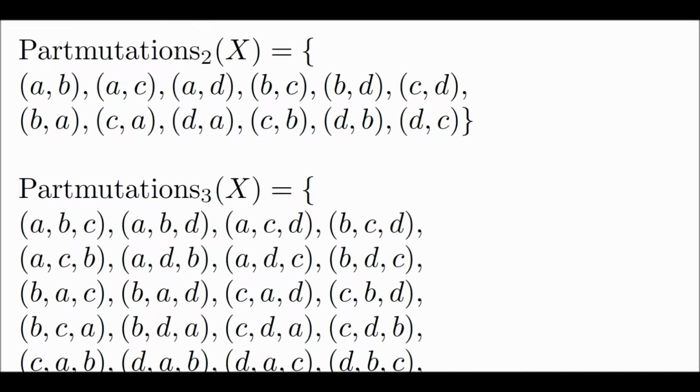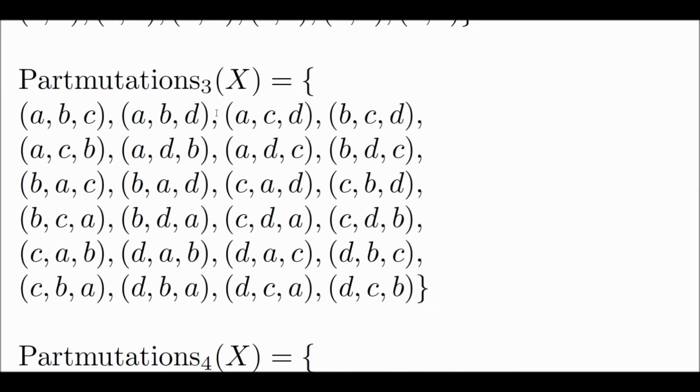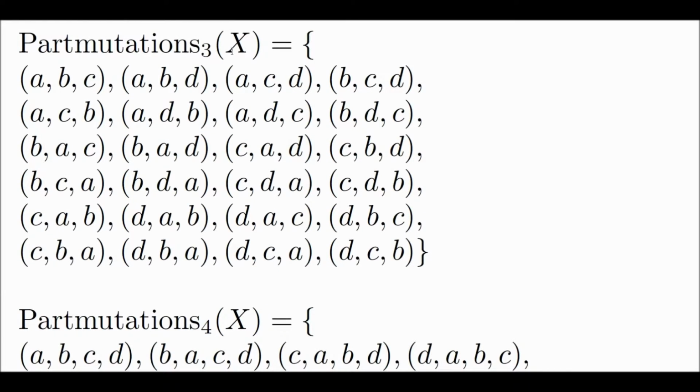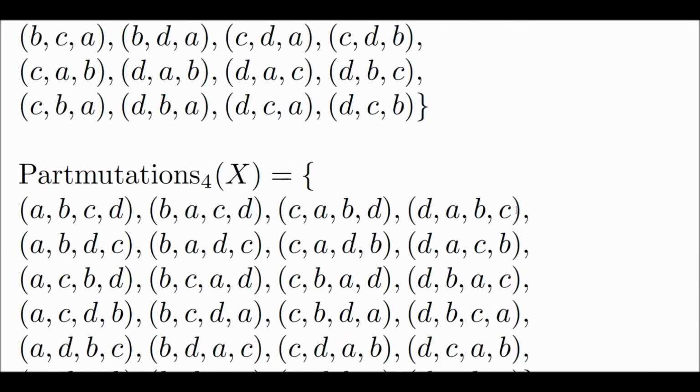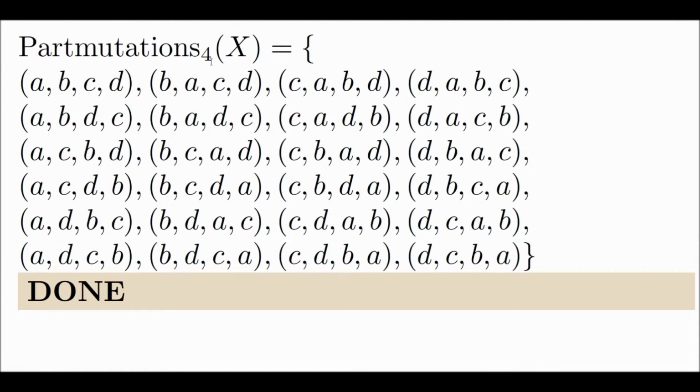If you want partmutations of length 2 of X, this would be all the sequences of length 2 that you can build from X where you don't repeat any objects. So I've listed here all the sequences of length 2 that you can build using the objects from X where you don't repeat any objects. If you want partmutations sub 3 of X, this would be all the sequences of length 3 that you can build using the objects from X where you don't repeat any objects. If I write partmutations sub 4 of X, this would be all the sequences of length 4 that you can build from X where you don't repeat any objects.